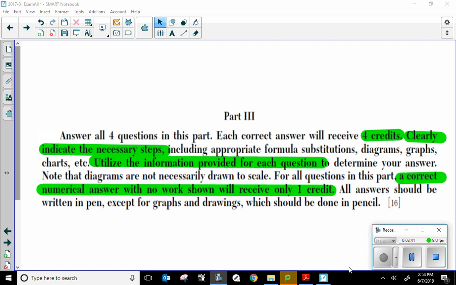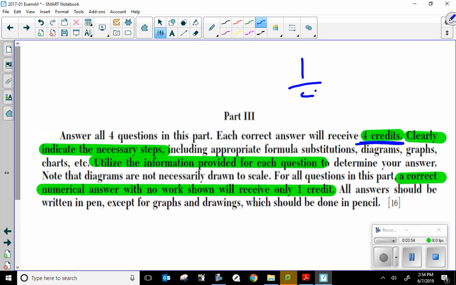We now move on to part 3. Answer all questions in this part. Answer all 4 questions. Each question's 4 credits. A correct answer with no work is 1 point out of the 4. Again, don't be lazy. Write your work down. If you have to use the calculator and cannot show your work, at least use the calculator to get your 1 point. But don't lose 3 points for being lazy.